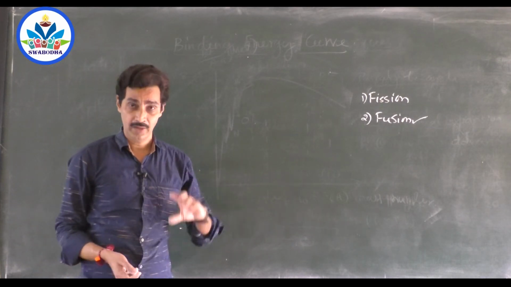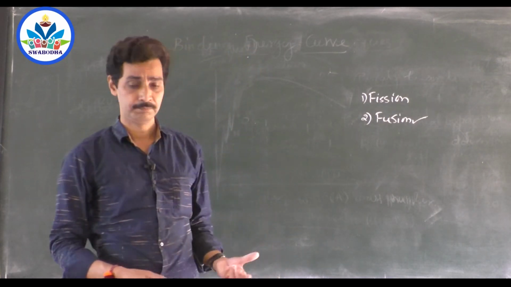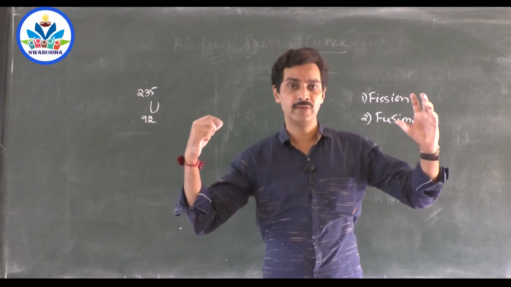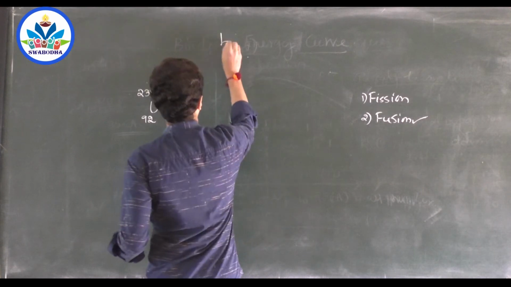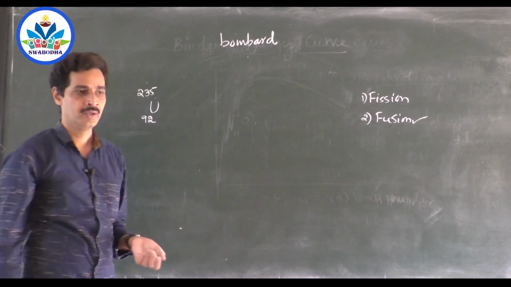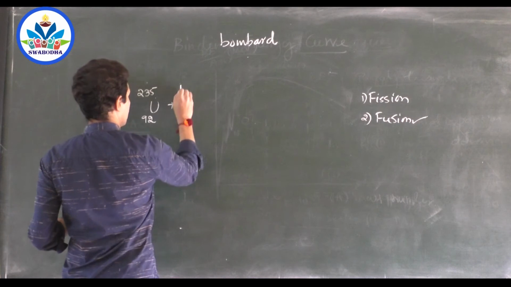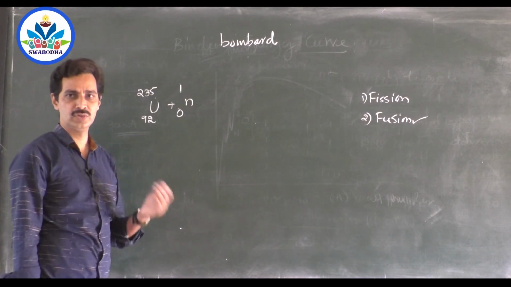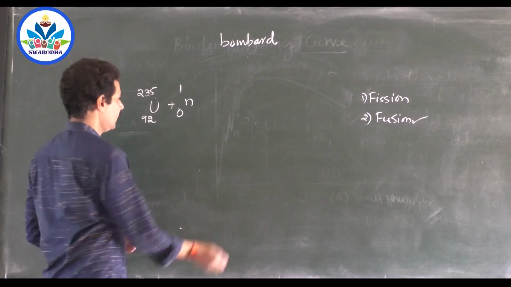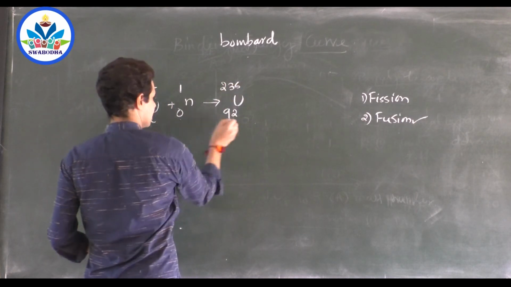So it is unstable. Now we will make it more unstable by putting one more neutron into the nucleus. Take a high kinetic energy neutron and bombard the nucleus. Bombarding means a fast moving neutron is made to hit the nucleus. When it hits a uranium nucleus, it enters the nucleus and you get one more neutron inside. Now the new element formed is uranium-236, right? It is balanced, correct?